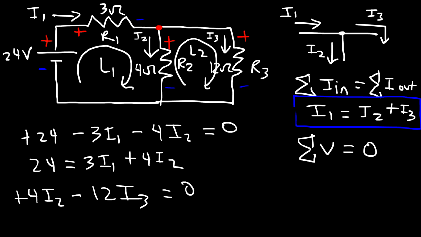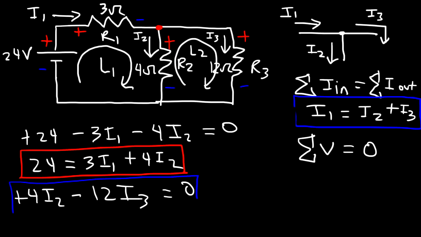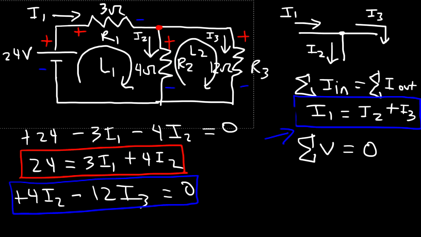Now, notice the two equations that we have. We have two equations and we have three variables. So in order to solve a system with three variables, you need three equations, and that's why this equation is important. So now let's combine those three equations.